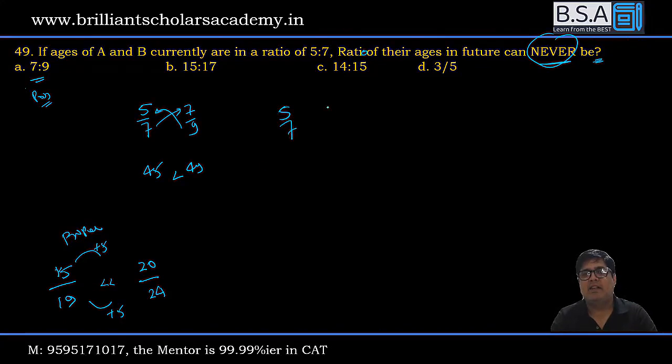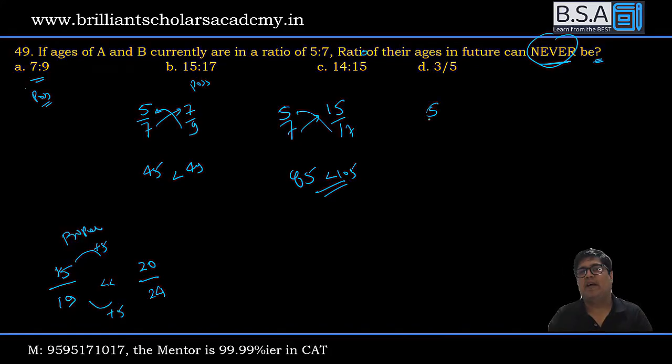5 by 7 and 15 by 17: cross multiply 85, cross multiply 105. Is the ratio increasing? Yes, so this is a possible value. 5 by 7 and 14 by 15: cross multiply 75, cross multiply 68. Is the ratio increasing? No, the ratio is actually decreasing. This is not a possible value.